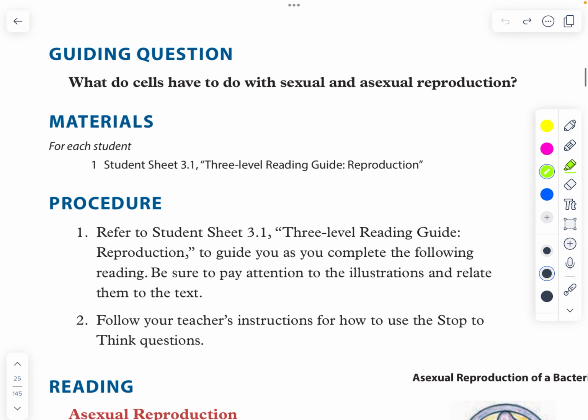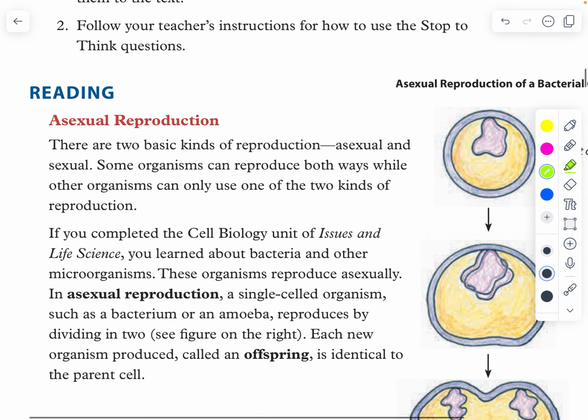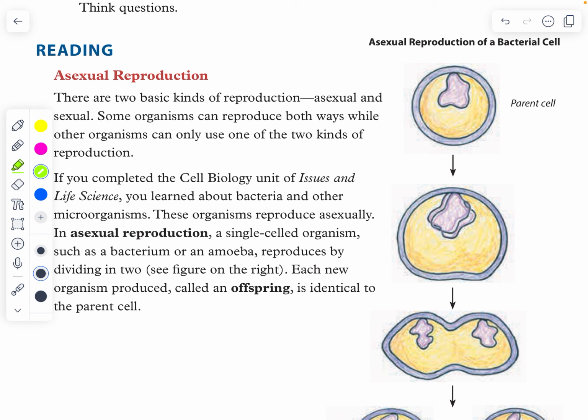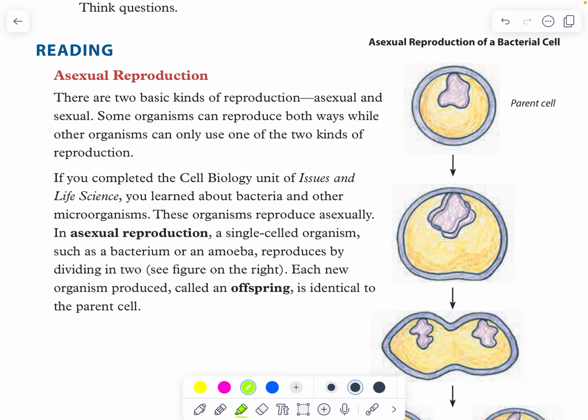Guiding question. What do cells have to do with sexual and asexual reproduction? Asexual reproduction. There are two basic kinds of reproduction, asexual and sexual. Some organisms can reproduce both ways, while other organisms can only use one of the two kinds of reproduction. If you completed the cell unit, you learned about bacteria and other microorganisms.